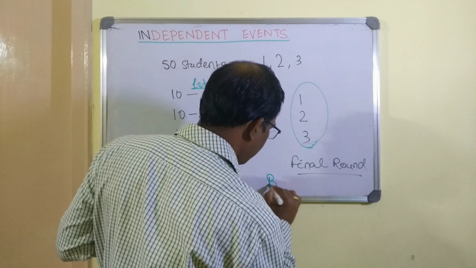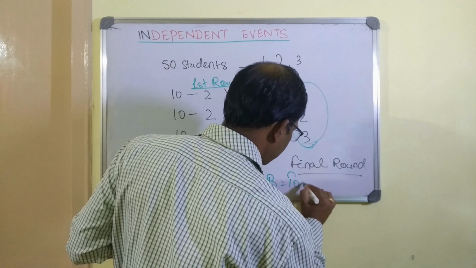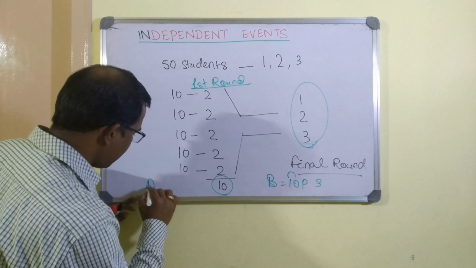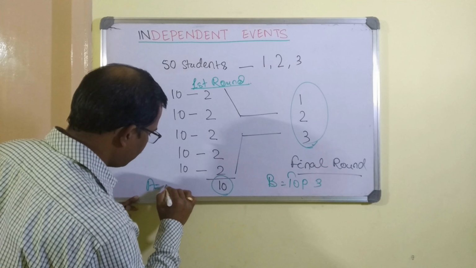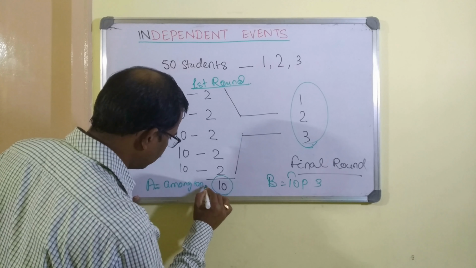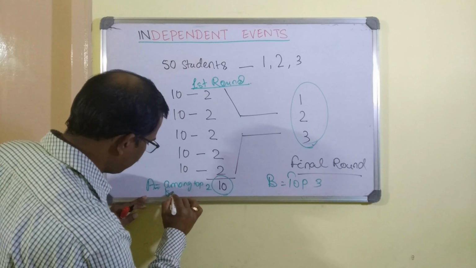Let's say event B is coming among the top 3 and event A is coming among the top 2.